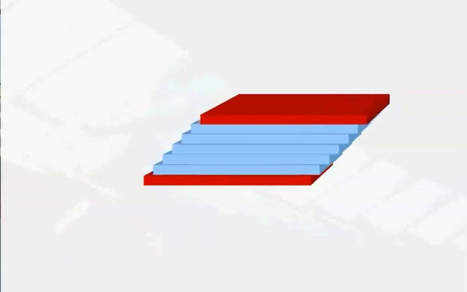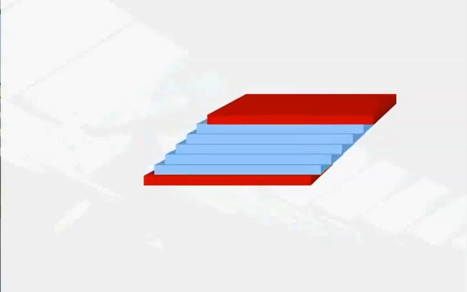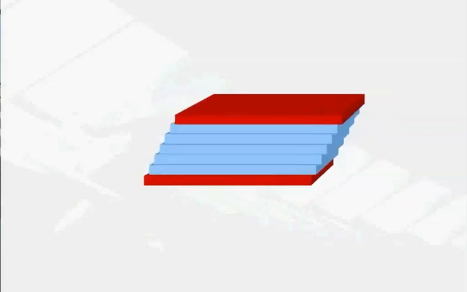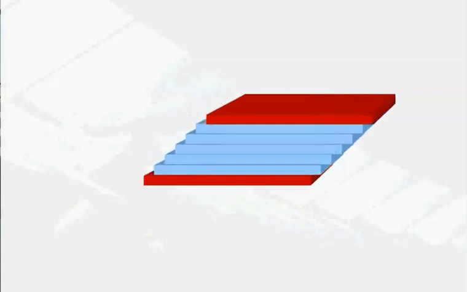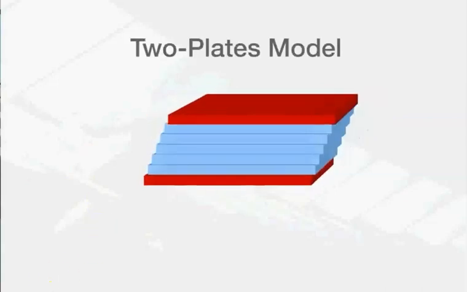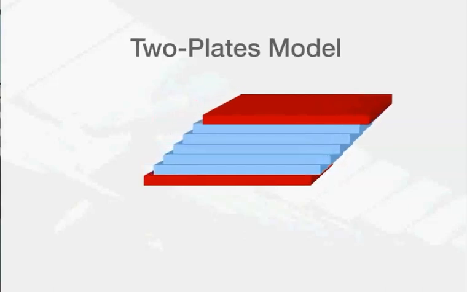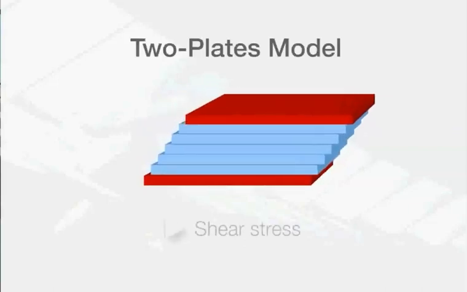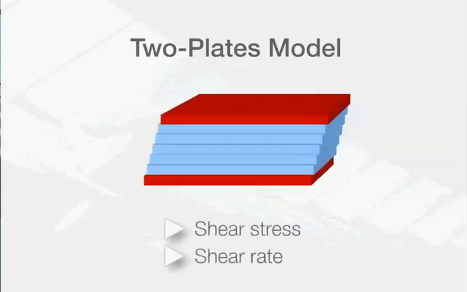Here, we see an ideally viscous liquid stuck between two plates. While the lower plate stands still, the upper plate very slowly moves along, causing laminar flow. We call this the two plates model. With this essential model, we can formulate our two most important variables, shear stress and shear rate.